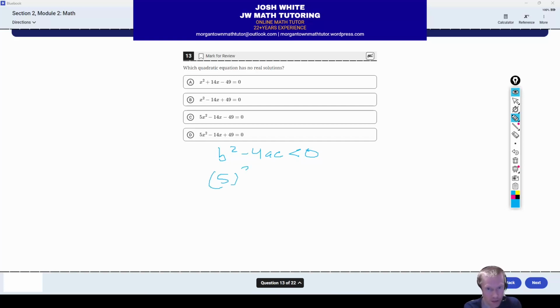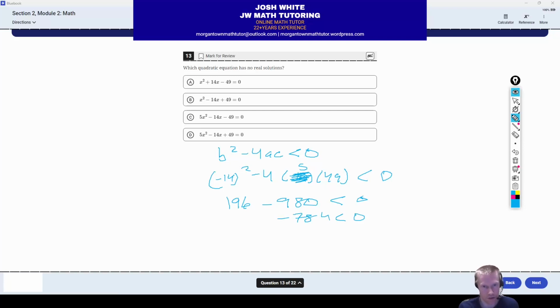Now, you can confirm that just by plugging in all these values here. So let's see, 5 squared is going to be 25. 4 times, I put the wrong number here. This should be 5, not -14. 4 times A times C. That will simplify to 980. And I mixed up the A's and the B's, sorry. So get rid of this. This is the -14. It's 196. So you get 196 minus 980. That is negative 784. That is, of course, less than 0. Therefore, it will have no real solutions.